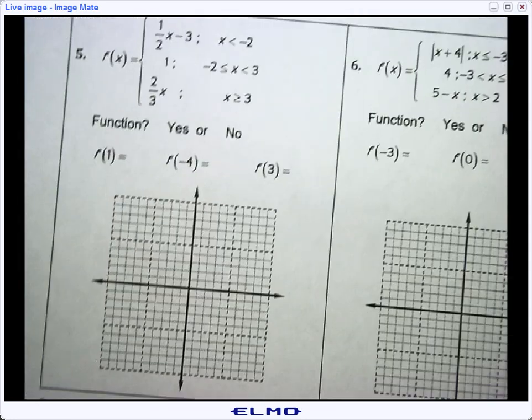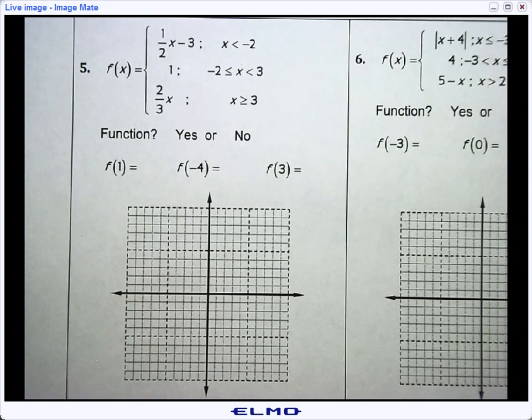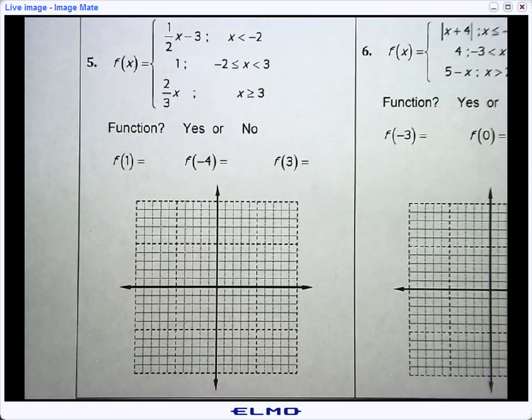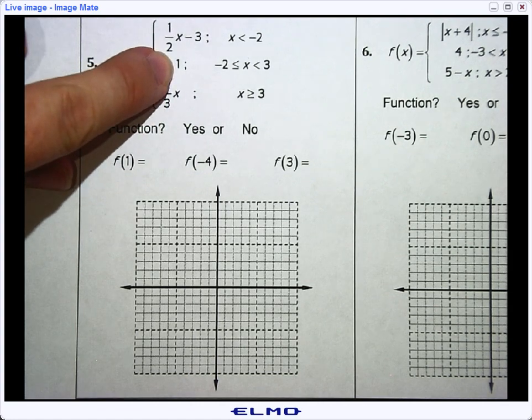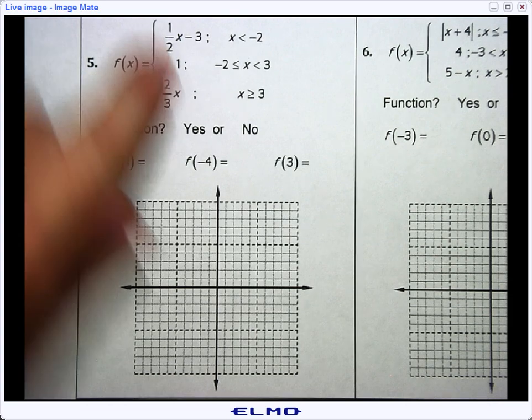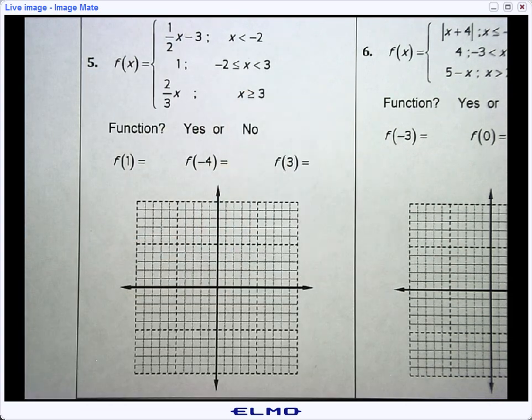All right, the fifth one, now it's broken up into 3 pieces. So sometimes you got to have 3 charts, or 4 or 5. It just depends on how many pieces are broken up. But these we can still use 2 because this is that special case of y always being 1 between the x values of -2 and 3.